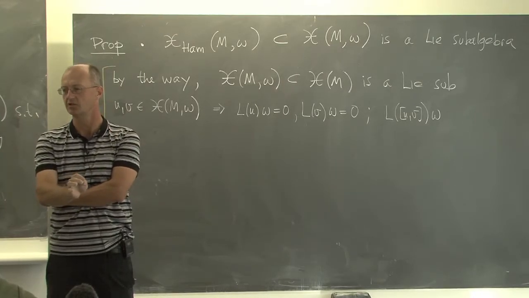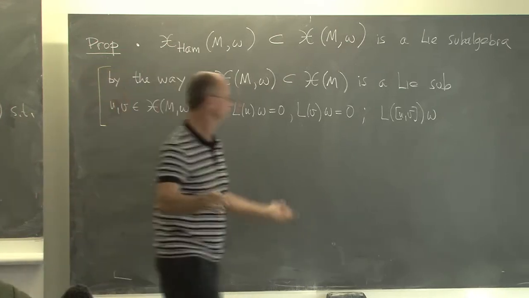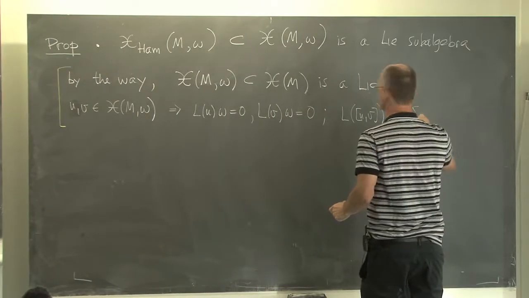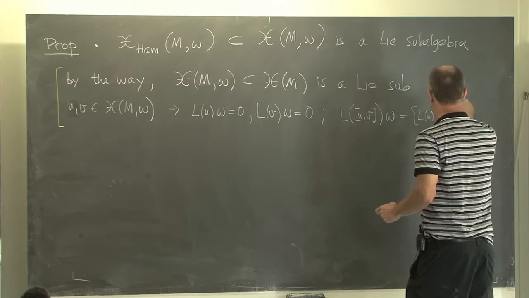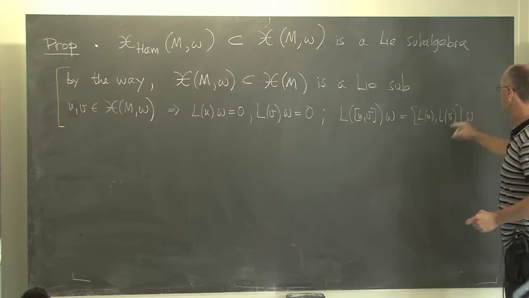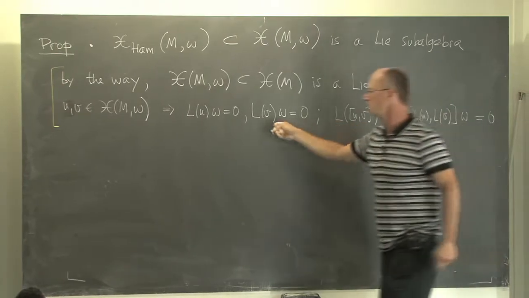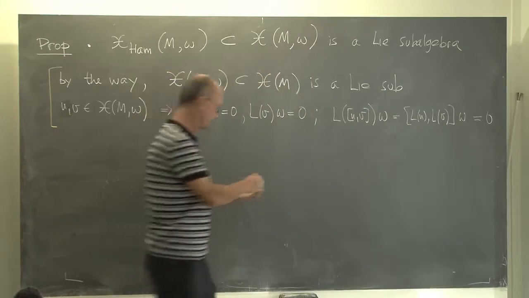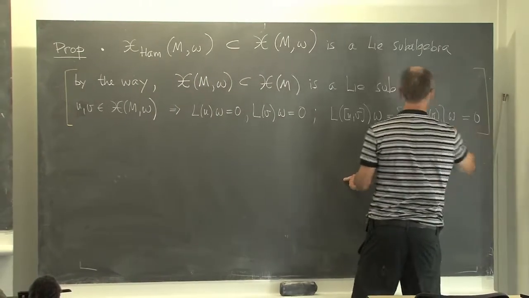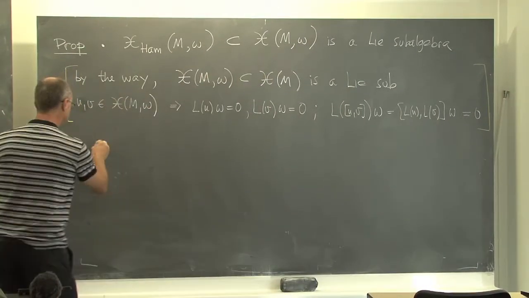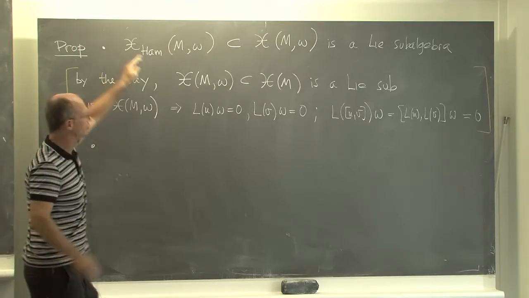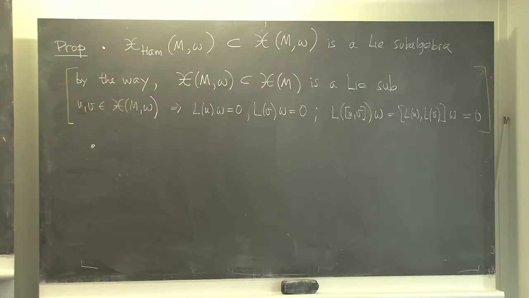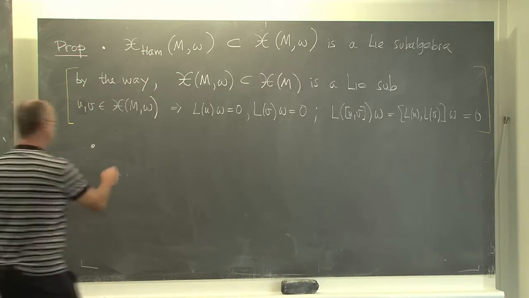We have that formula. That's equal to... Right, you mean that's the commutator of the two Lie derivatives? And then now it's obvious that it's 0, because each of the Lie derivatives kills omega. Right. Okay. So it's a Lie subalgebra. So that's the first thing.